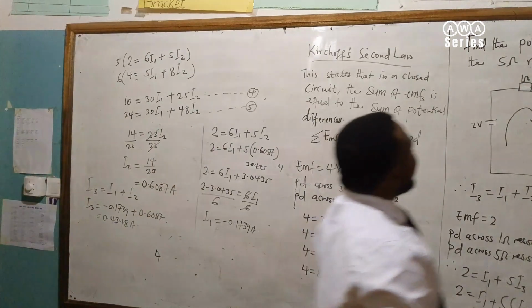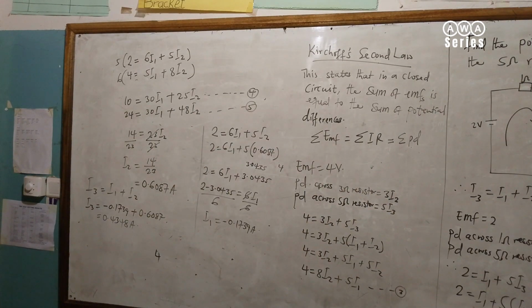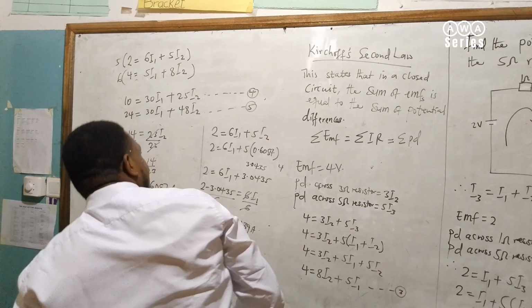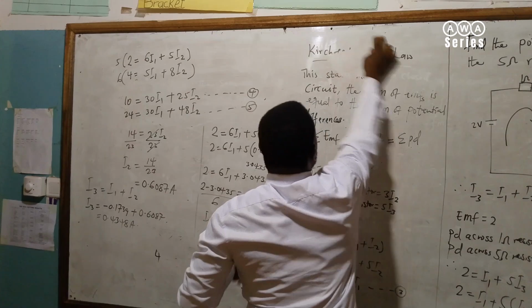But the question is not finished. The question says we should calculate the potential difference across the 5 ohm resistor. And I think we've already done that here. The potential difference across the 5 ohm resistor is 5I3. So if that is the case, we clean this side.